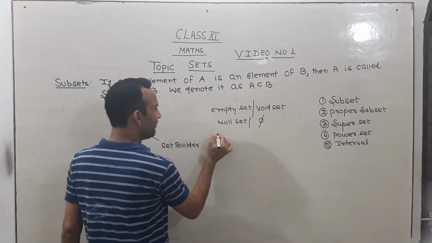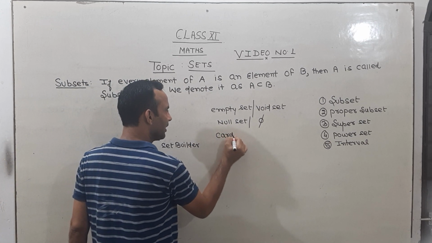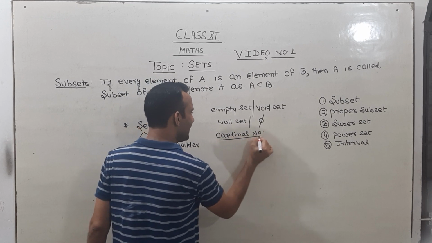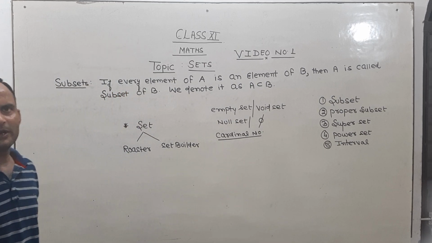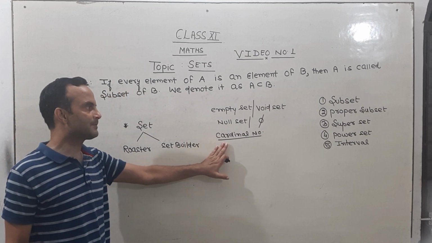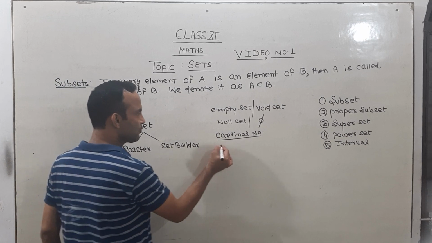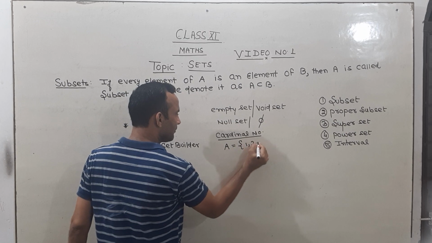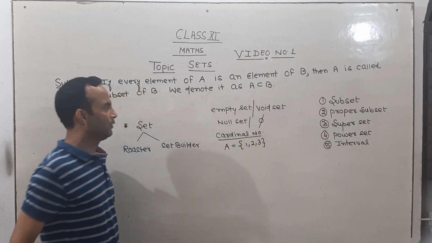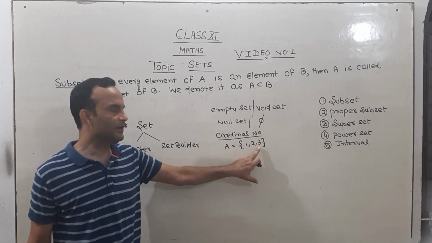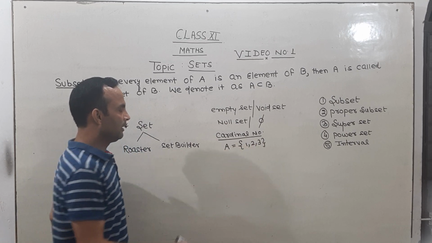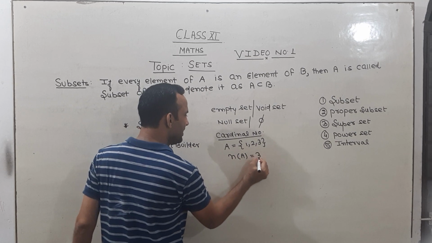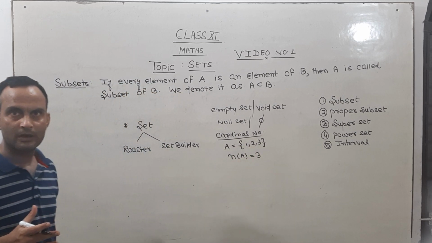You know the meaning of cardinal number. The number of elements present in a set is said to be the cardinal number. Let us suppose that A is a set. You can see here A is a set containing 3 elements: 1, 2, 3. So the cardinal number of set A is 3. Cardinal number means the number of elements present in a set.